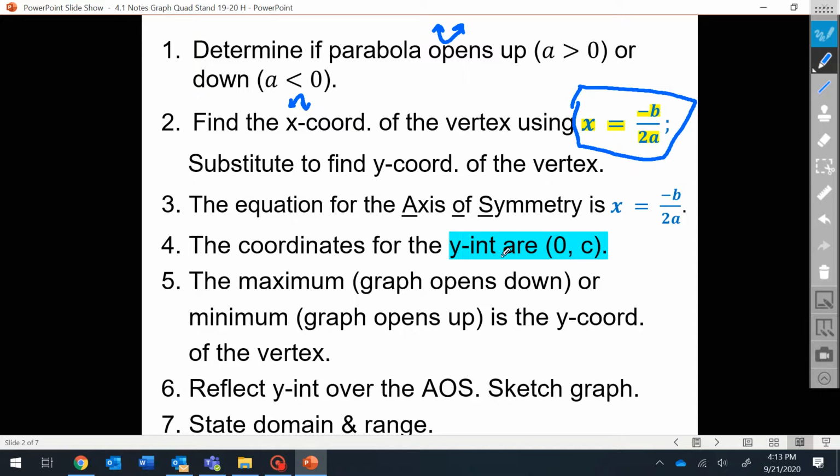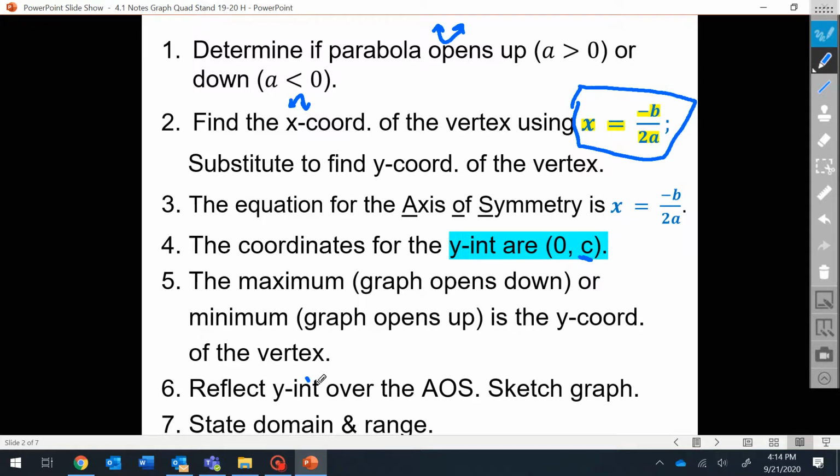The coordinates for the y-intercept are 0, c. C is the constant term at the very end. So the coordinates of the y-intercept are 0, c. The maximum or minimum is the y-coordinate of the vertex. If it opens down, then it will have a maximum, which is the y-coordinate of the vertex. And if it opens up, it will have a minimum point, which is the y-coordinate of the vertex.